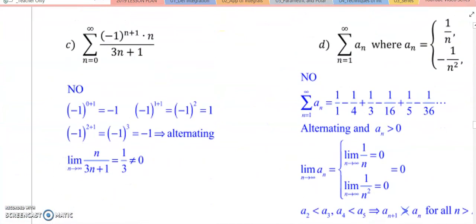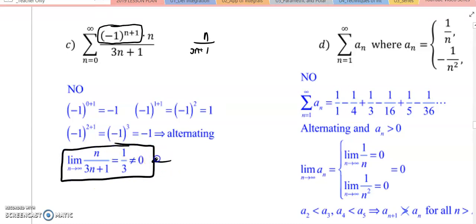Looking at letter C, the reason the alternating series test does not apply is that even though the terms do alternate, which is confirmed right here, and I believe, if I'm not mistaken, the terms do get smaller because in n over 3n plus 1, when you plug in n plus 1, the denominator is going to get bigger. The reason why this is an issue is that the limit as n approaches infinity does not equal 0. In fact, it equals 1/3. So that's the reason why this is going to be considered no.